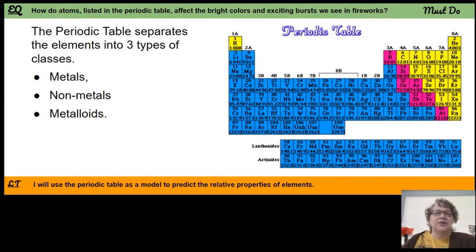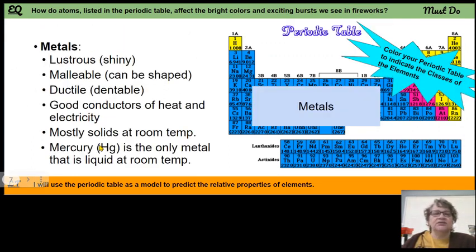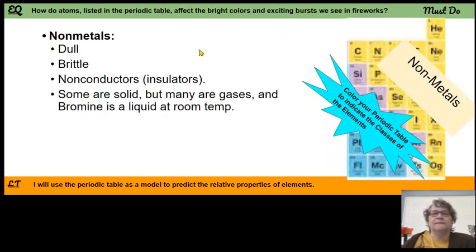The periodic table separates the elements into three types of classes. You have the metals, the non-metals, and the metalloids. Metals are elements that are lustrous, so they're shiny, malleable, meaning they can be shaped, and ductile. They're good conductors of heat and electricity. They're mostly solid at room temperature, except for mercury, which is the only metal that is liquid at room temperature. So what I'd like you to do is pause and color all of the metals in your periodic table. I want you to color them blue, please.